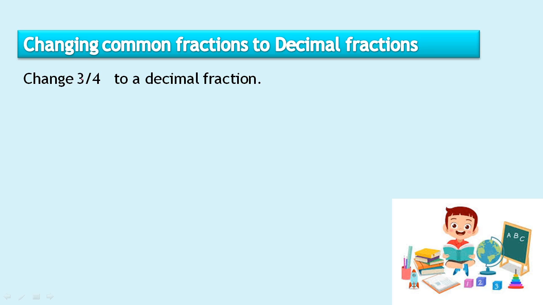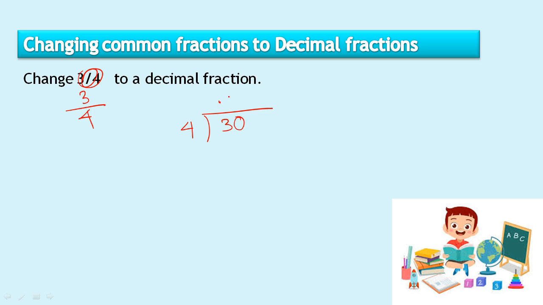You can see here, change 3 by 4 to a decimal fraction. 3 by 4 means 3 divided by 4. The numerator will become 3, and that 3 will be divided by 4. Now you cannot divide this 3 by 4, because 3 is a smaller number than 4. So that's why we need to place a point so that we can add a 0 here.